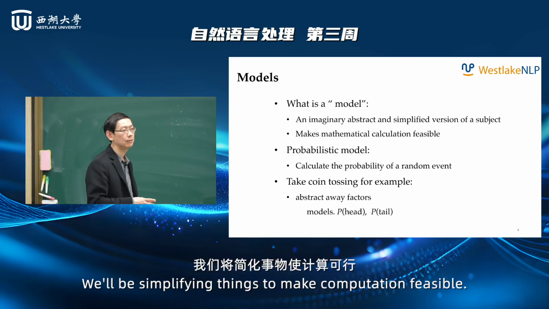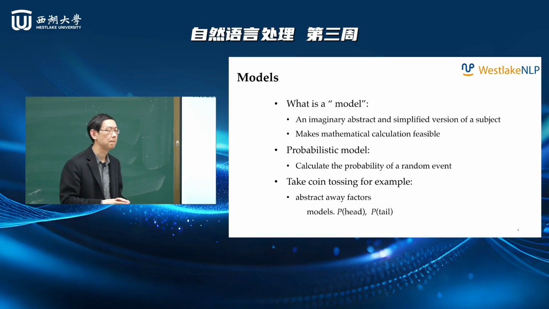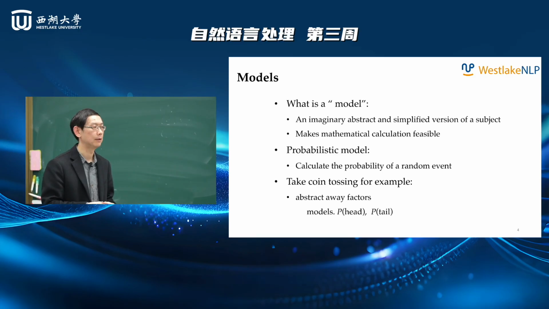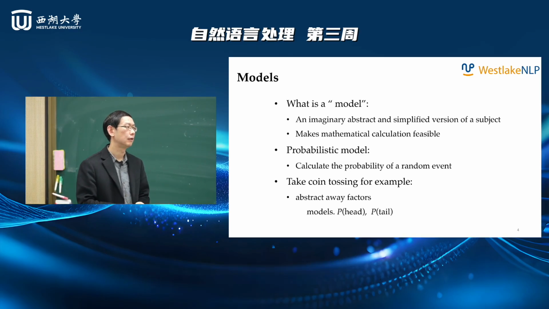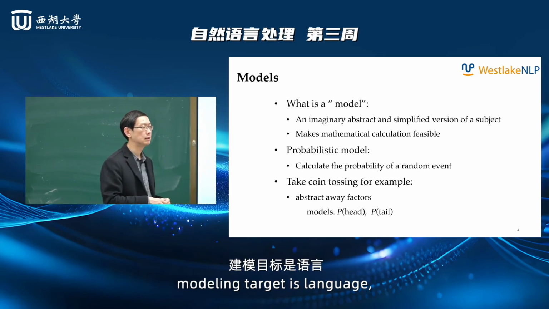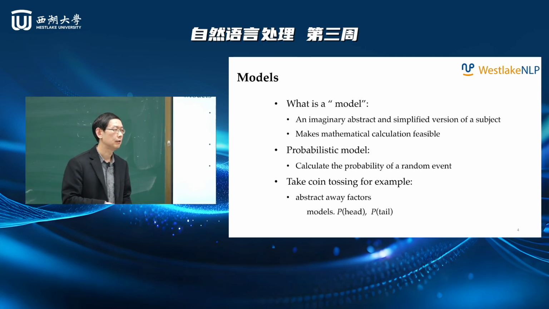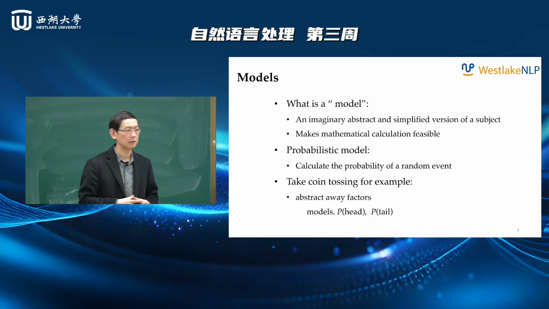Okay, we'll be simplifying things to make computation feasible. And of course, this week we are learning probability models. What is a probability model? We had a hint last week. A probability model calculates the probability of a modeling target. So whatever we model: if I model language, the modeling target is language. If I model a parse tree, the modeling target is a parse tree. And the probability model calculates the probability of this thing.